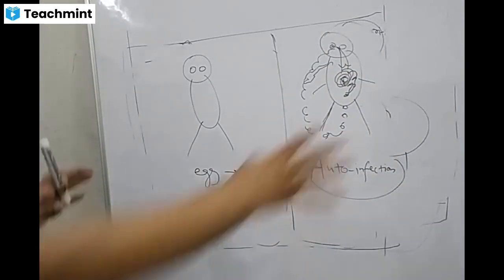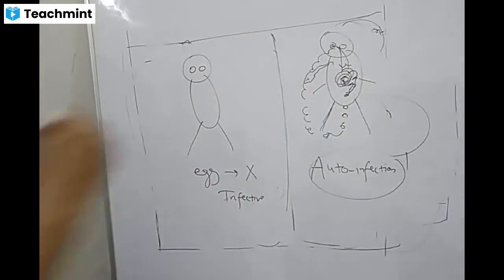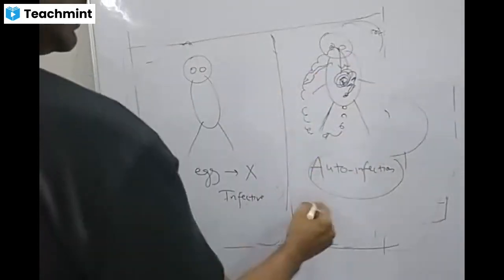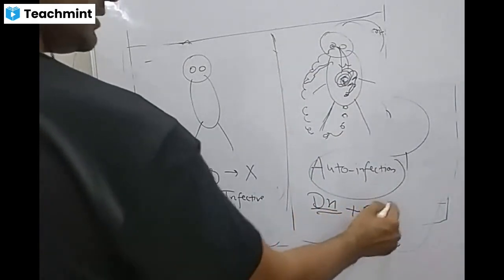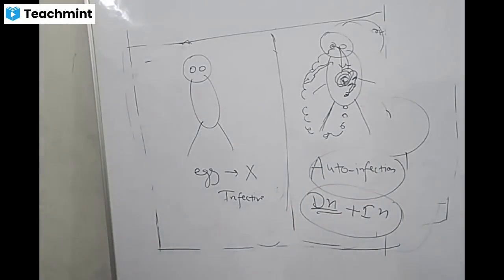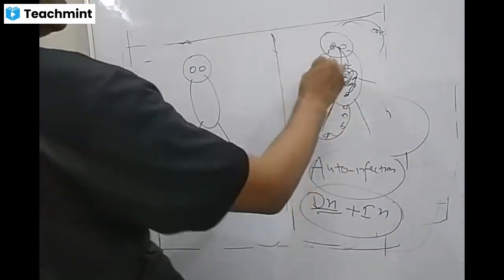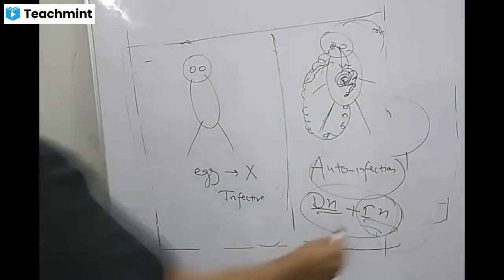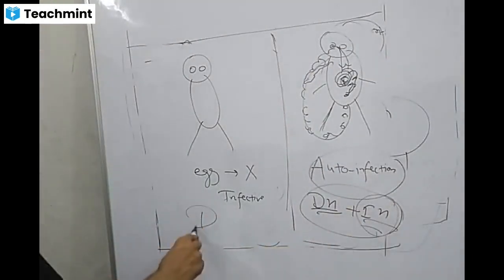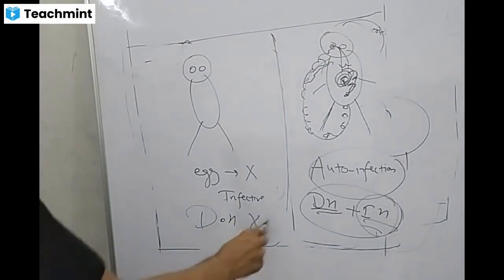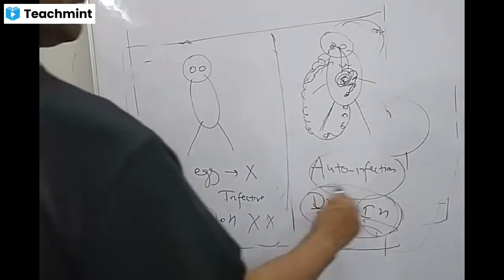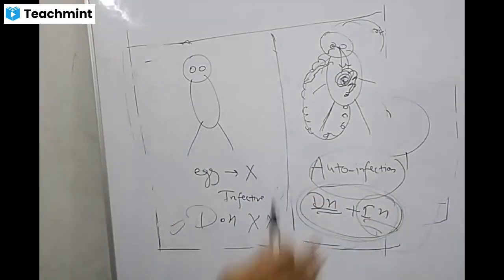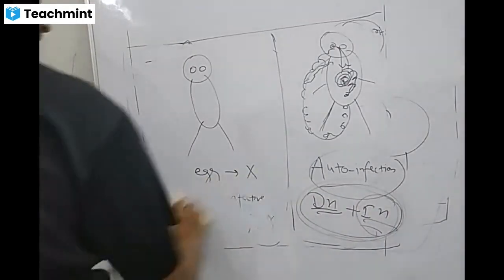So in this case, the human or man is acting as definitive host as well as intermediate host. Because of this habit, it is acting as intermediate host. But in Taenia saginata, always the man will be definitive host. But in case of Taenia solium, man will be both DH as well as IH. These were also asked as MCQs.